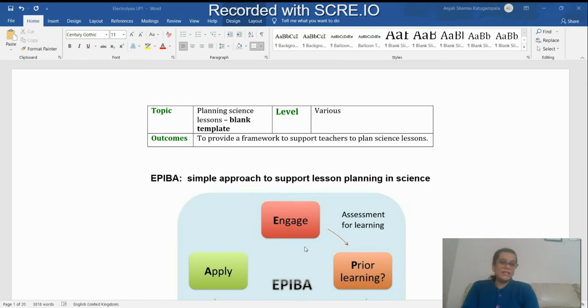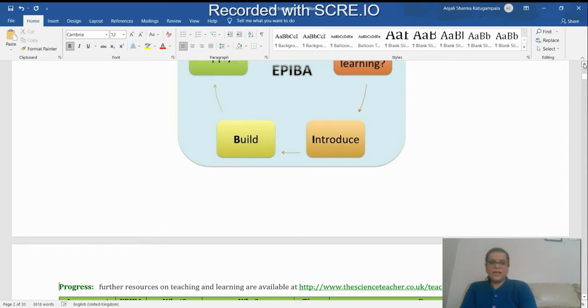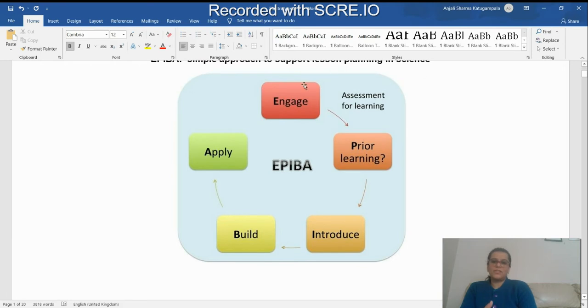Now, the lesson plan template that I have used in my lesson is from scienceteacher.co.uk. The template is very well laid out. So it's like, what is the activity that you're going to engage your students with when they enter the classroom? How are you going to check their prior learning? How will you introduce the new concept? How will you build on the new concept? And then this is where building is where we practice this new concept and build on it. And how are the students going to apply this new concept?